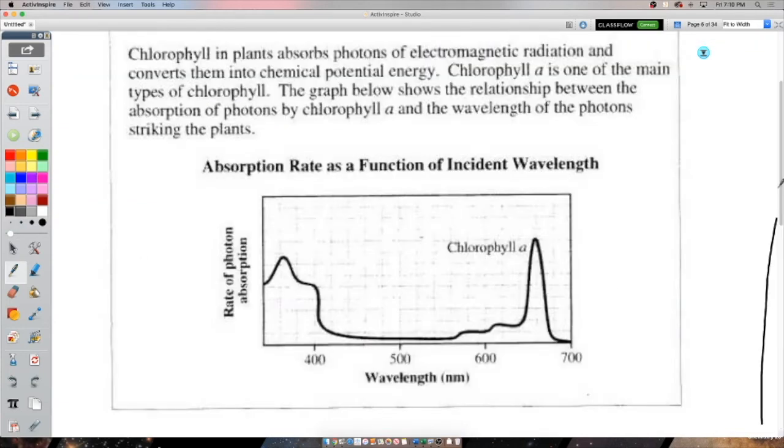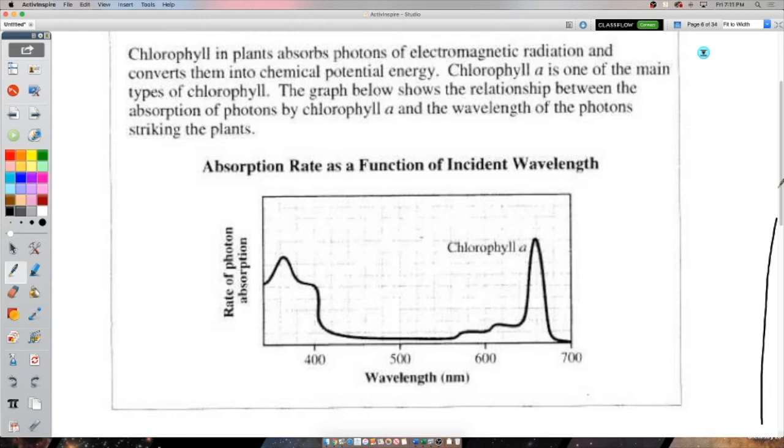Okay, here's one from an old diploma. Chlorophyll in plants absorbs photons of electromagnetic radiation and then converts them into chemical potential energy. Once again, the coolest things in science always come down to physics. Chlorophyll A is one of the main types of chlorophyll.